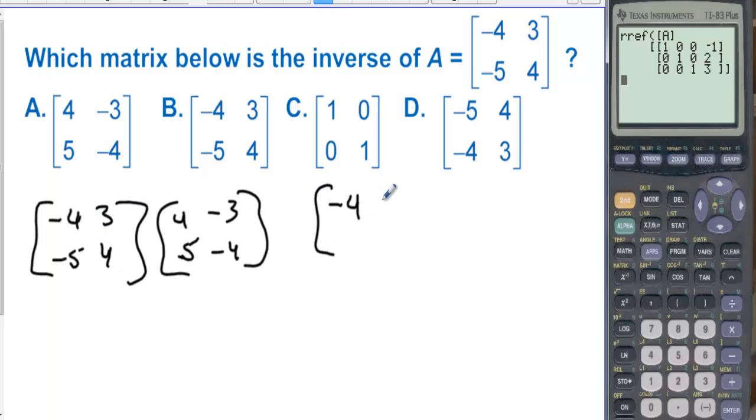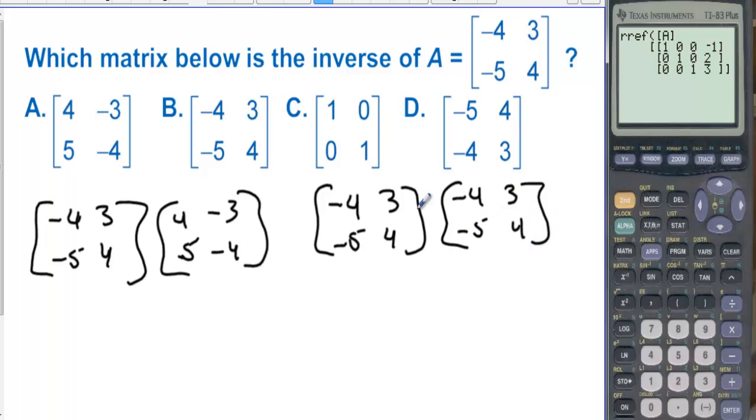So we have negative 4 and 3, negative 5 and 4. And we have negative 4, 3, negative 5, 4. We have 16 minus 15, that's 1. That's promising. Negative 12 and 12, that's 0. 20 and negative 20, that's 0. And then we have negative 15 and 16, that's 1. This looks like it might be a winner.